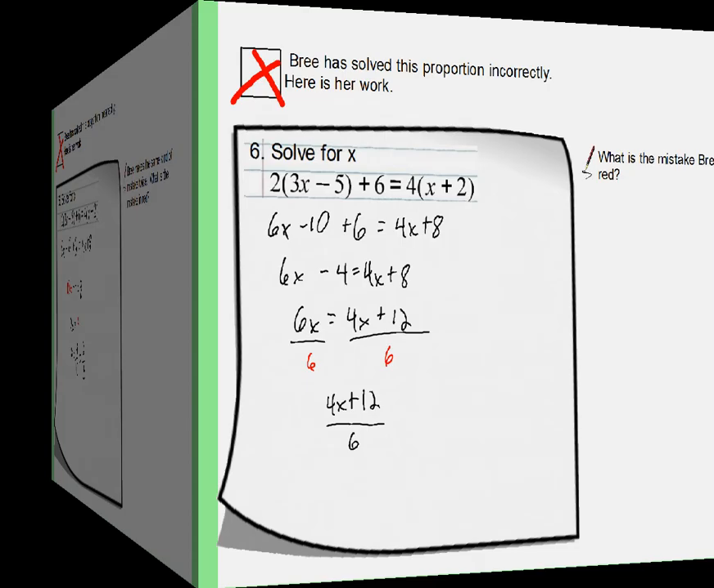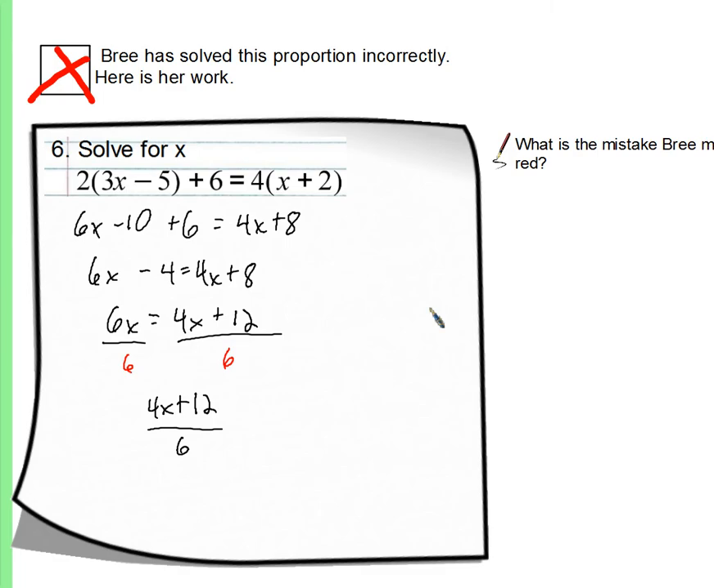I think that's the last thing. No, it's not. Here's another thing. Distribute, good. Combine negative 10 and 6, we get negative 4. And add 4 to both sides, right? We can see that's what happened here. All right, what was the mistake in red? This red right here.